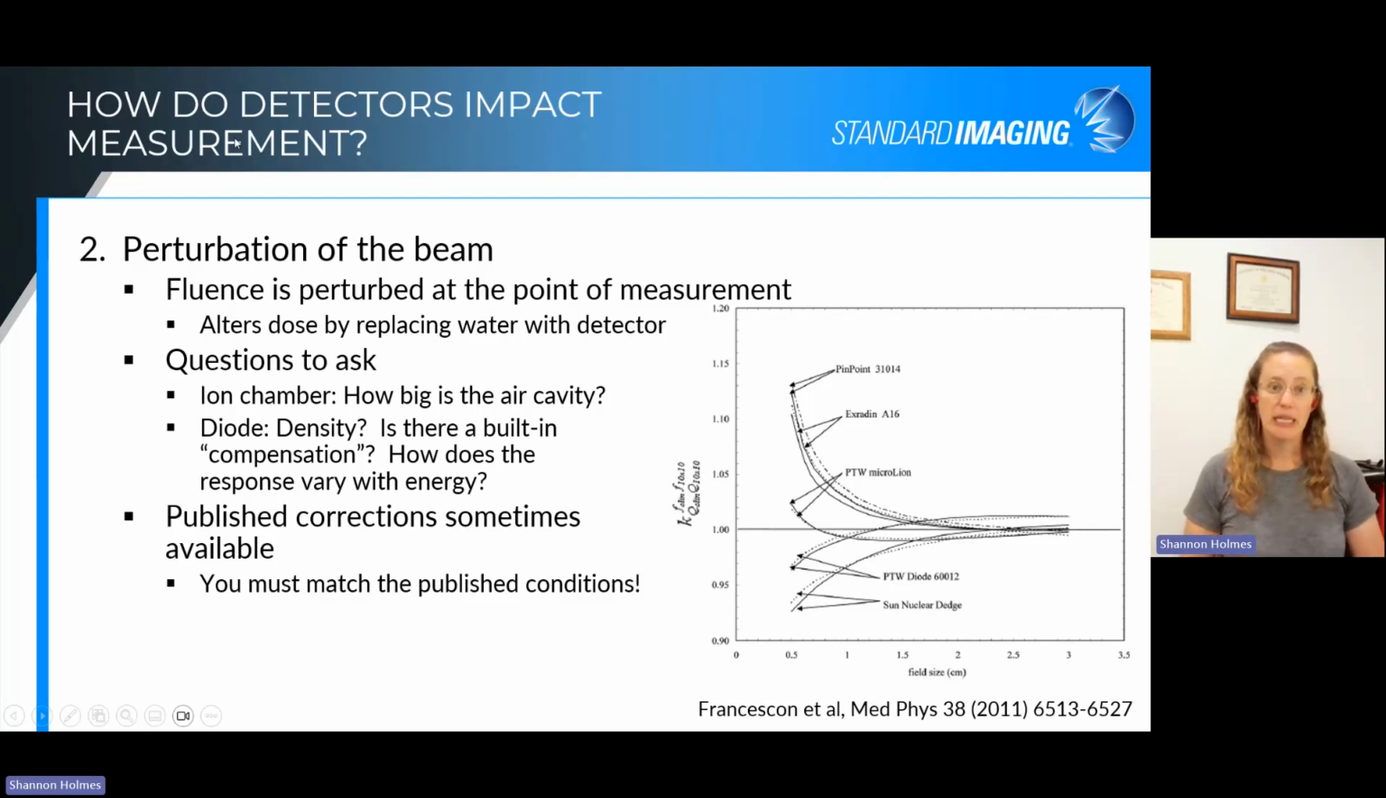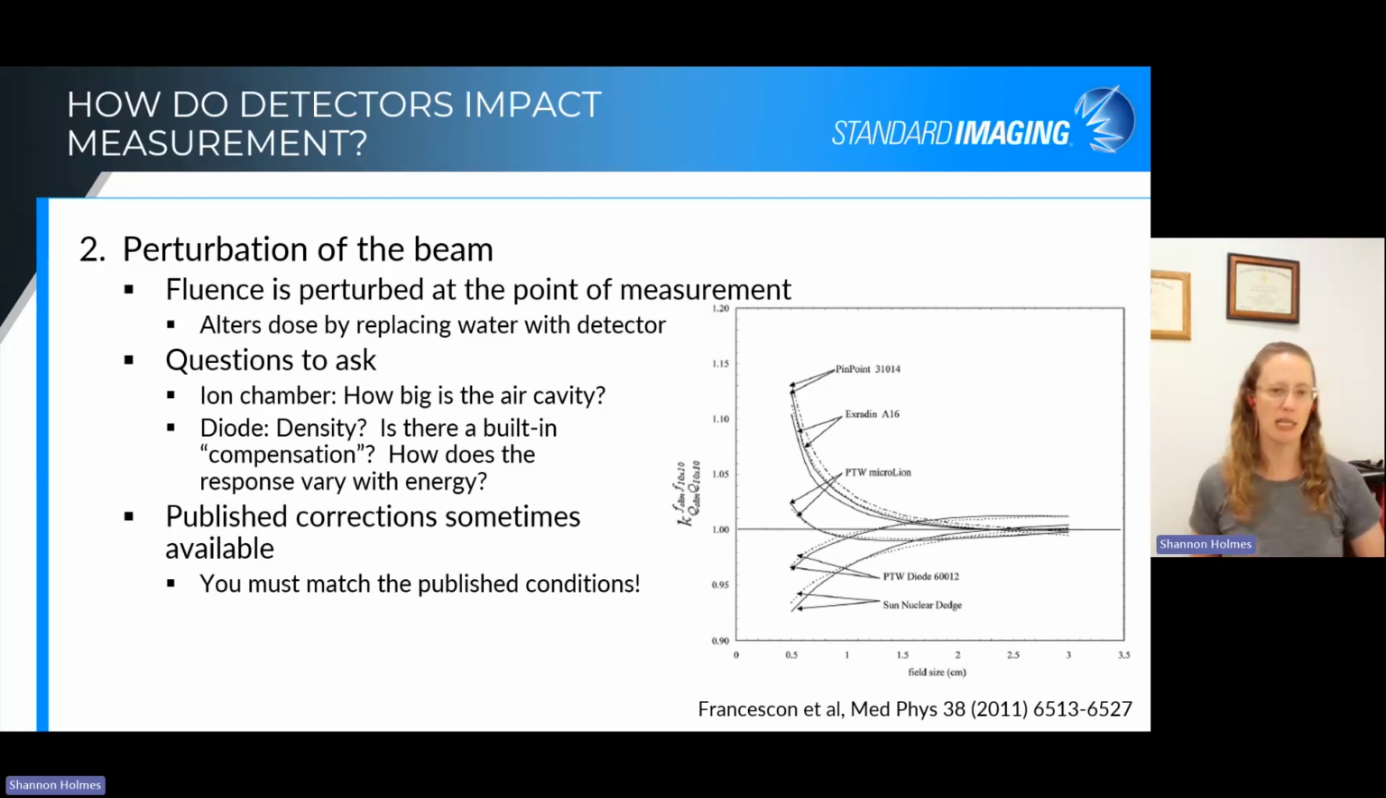Second way that the detectors impact the measurement is actually perturbation of the beam, which affects that lateral scatter part too. Again, depending on the size of the differing density from the surrounding material. So what's really happening is that you're perturbing the fluence right at the point of measurement. So the way that beam is interacting with the material changes. So you're altering the dose by replacing water or water equivalent material with the detector itself.